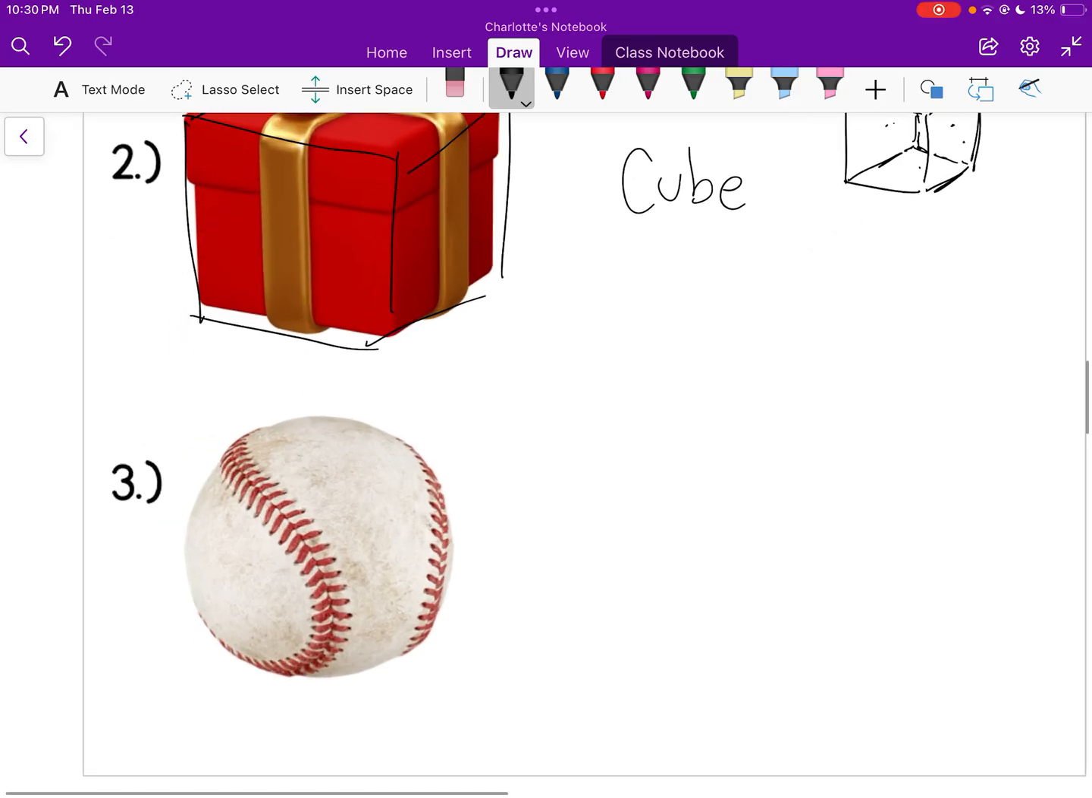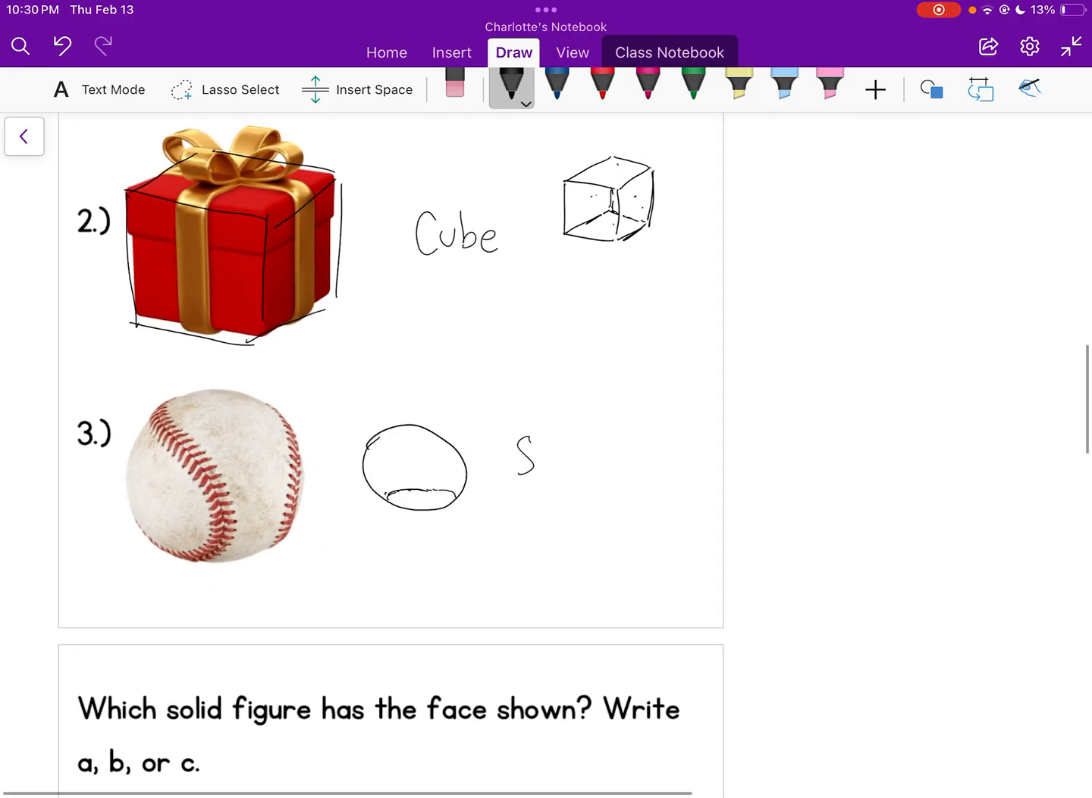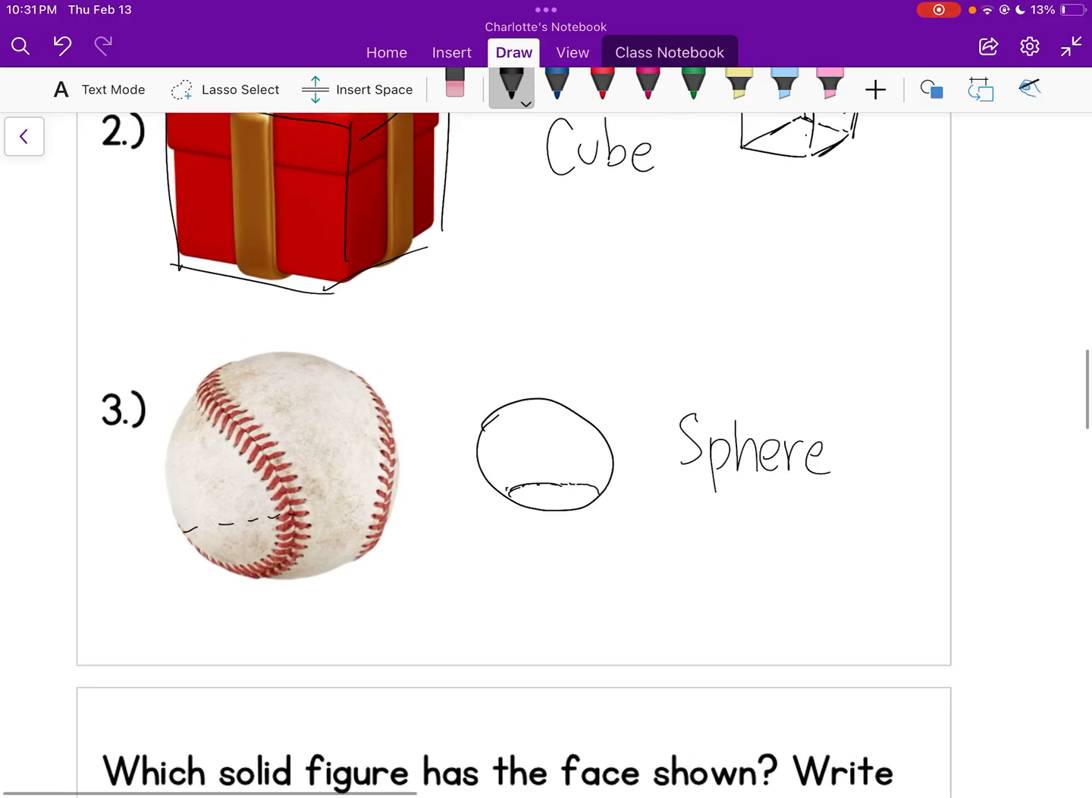And this is sphere. It's actually the same as just a circle technically, but this is more 3D, so it's gonna look like this. So this is called sphere. When you look at the bottom, it should be like this.